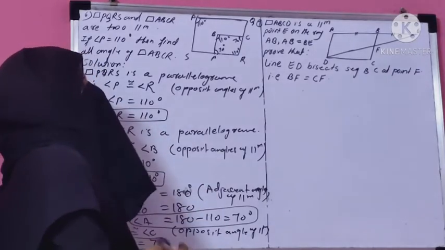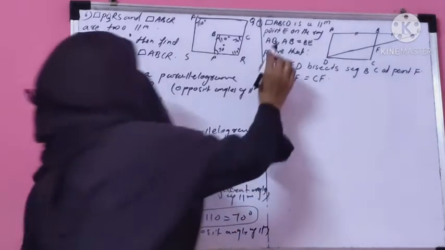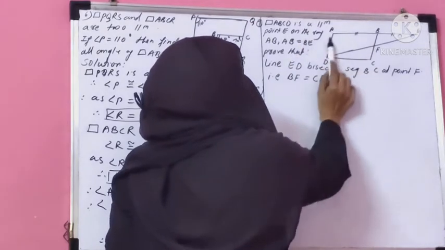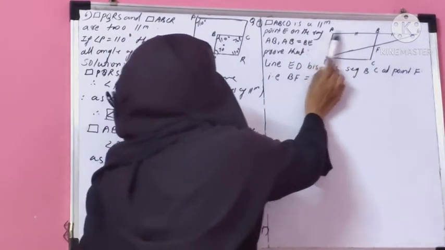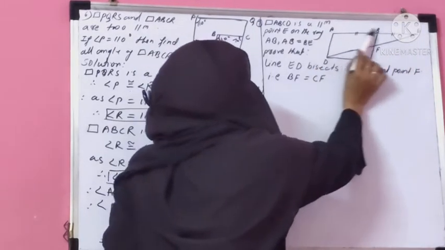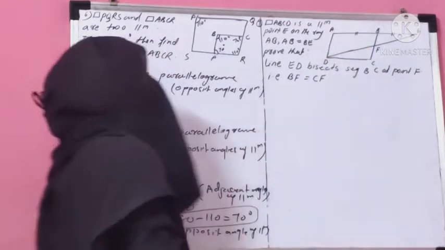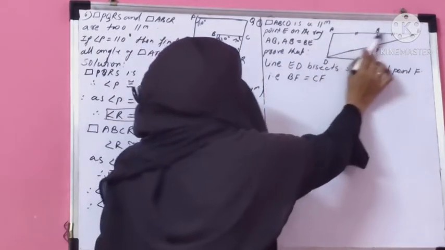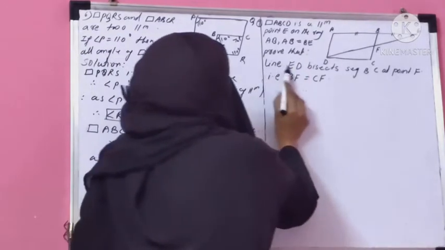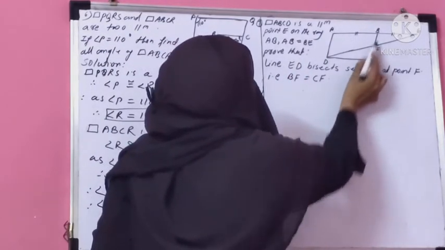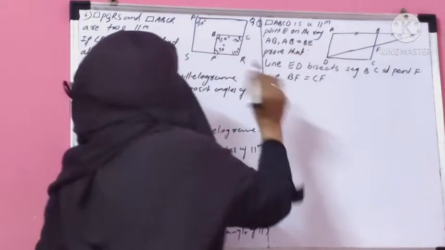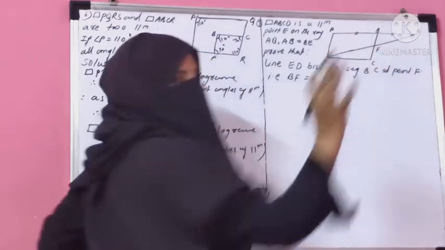Last question of this exercise, that is question number 7. Quadrilateral ABCD is a parallelogram, and point E lies on the ray AB. If you extend AB, then point E lies on this ray such that AB is equal to BE. Then you have to prove that line ED bisects segment BC. This line intersects this segment at point F. That means you have to prove BF is equal to CF.